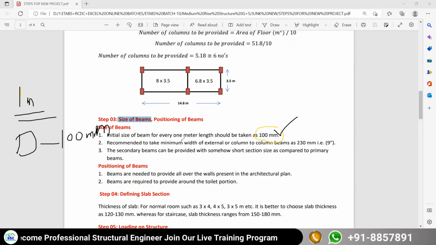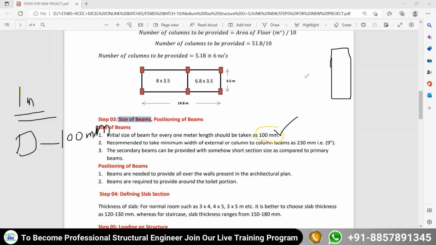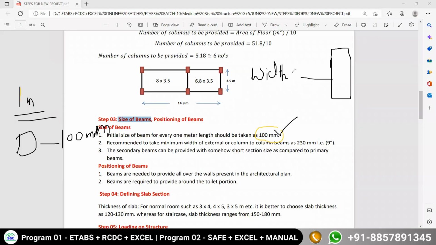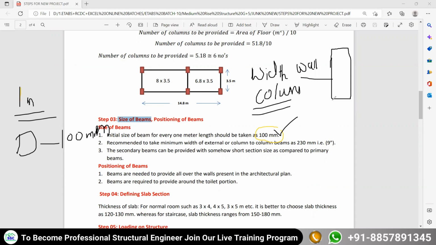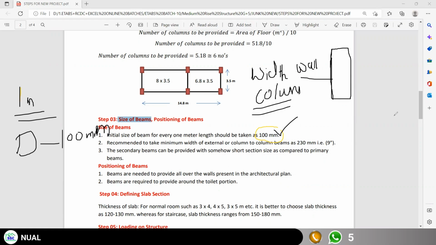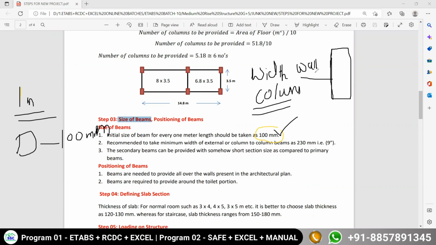Now what about the width? Yesterday we had a discussion about how to decide the width of the beam. Your width of the beam depends on 2 things. One is the width of the wall. Another is the width of your column. Maximum width of the beam should be equal to the width of your column. You cannot go outside of that. Your width of the beam may be more than the width of the wall.